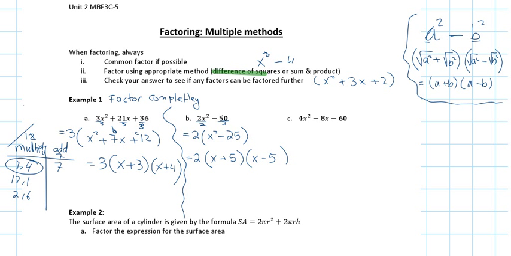Let's look at the third one. What's my first question? Do I have a common factor? 4. Can you divide each term by 4? Yes. Good. So my common factor is 4. What do I get if I divide each term by 4? X squared minus 2x minus 15.